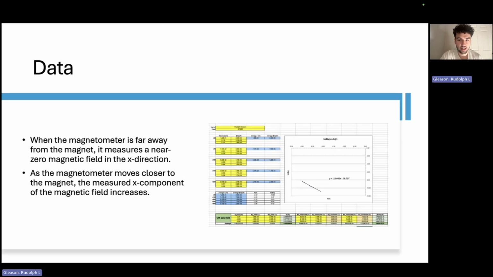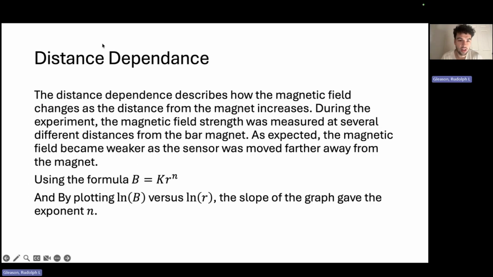So here's the data. Here's my spreadsheet where all the data I collected through the Tesla meter that I was able to get. And then I was also able to determine that when the magnetometer was far away from the magnet, it measures a near zero magnetic field in the X direction. And as the magnetometer moves closer to the magnet, the measured X component of the magnetic field increases. So distance dependence describes how the magnetic field changes as the distance from the magnet increases.